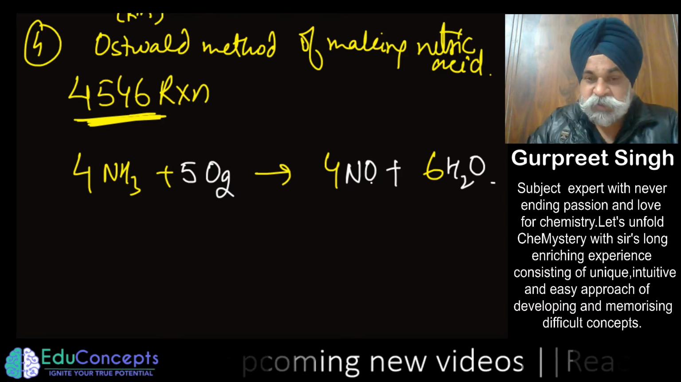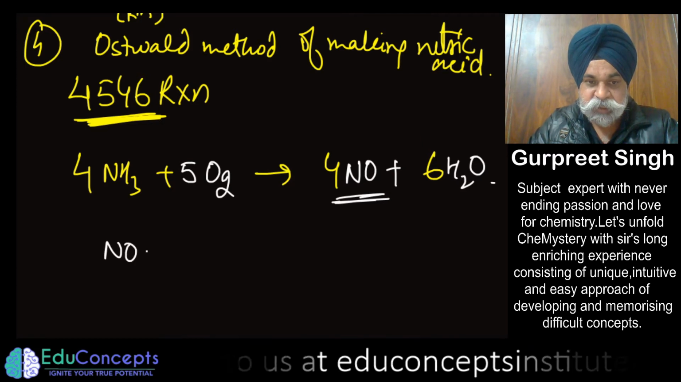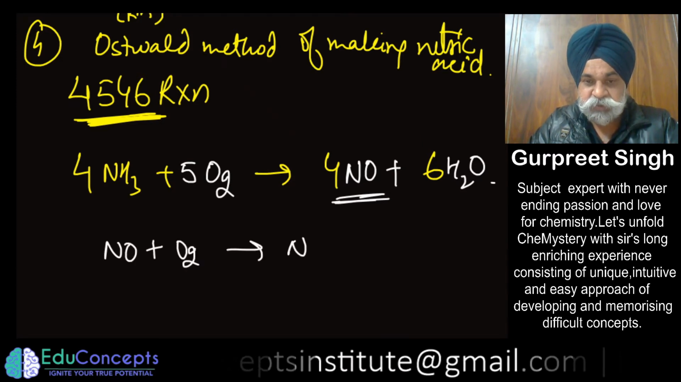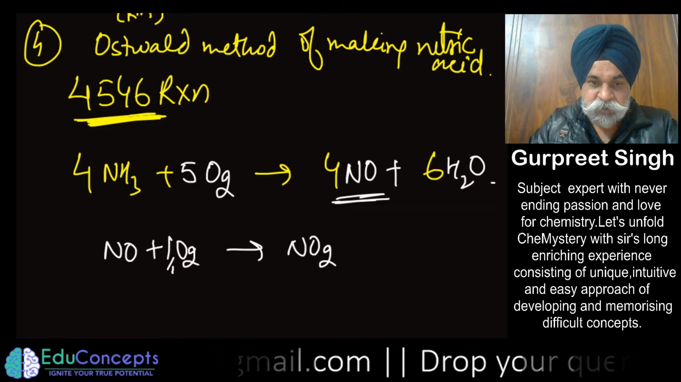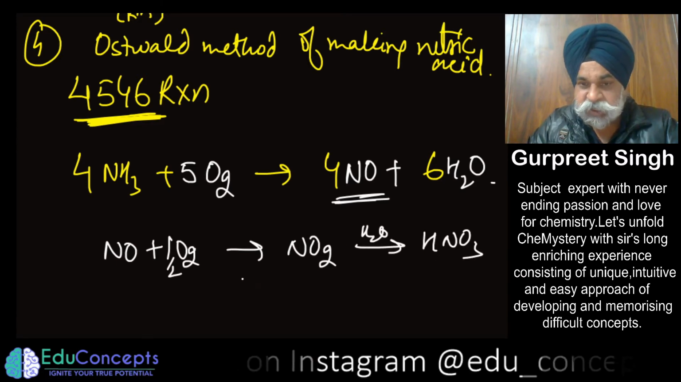So this is one of the starting materials. Nitric oxide is the starting material. Then this nitric oxide is again treated with oxygen to form NO2. Then you can do the balancing, and then it is treated with water to form HNO3. So this is the entire process.